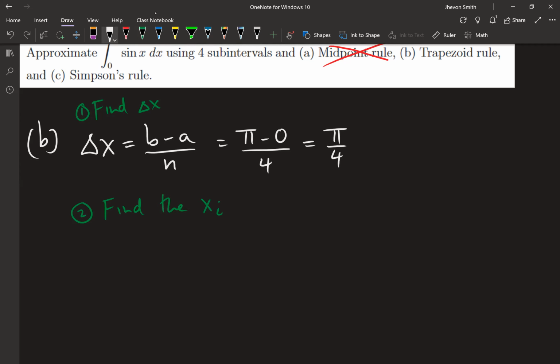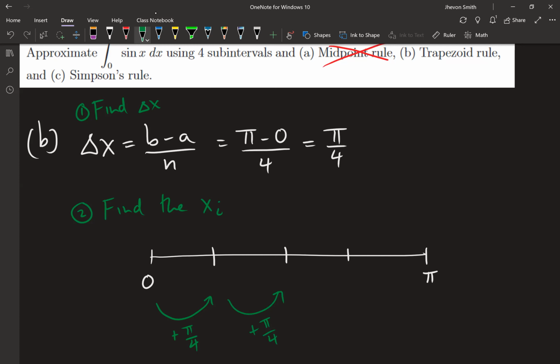Now for this, personally, I like doing it with a picture. It's just nice to visually see it. So you start off with the 0, you end with the pi, and you actually dice this into 4 subsections. Now to get from one subsection to the other, you add the delta x, you add the pi over 4. So that's what I meant earlier by xi is a plus i delta x, where i is the number of subinterval. So you keep adding the delta x to go from one subinterval to the other.